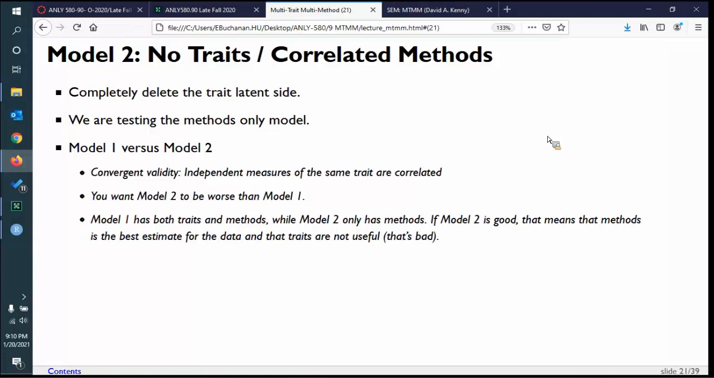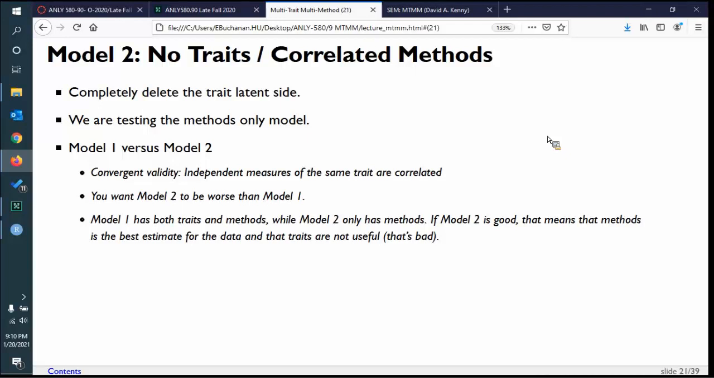You don't want a model where the predictor is better for just being the methods, because then that implies that you're not actually measuring your latent variable very well. What you're measuring is the differences in your scales. And I want my scales to measure the latent variable, and then there might be a little bit of leftover variance due to measurement error, because no measurement's perfect.